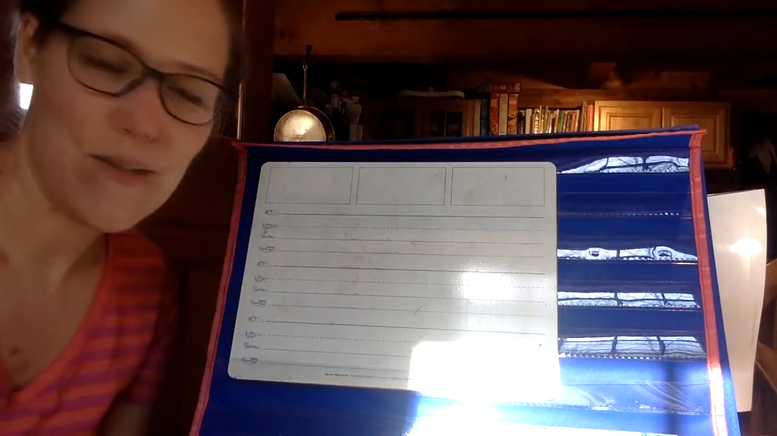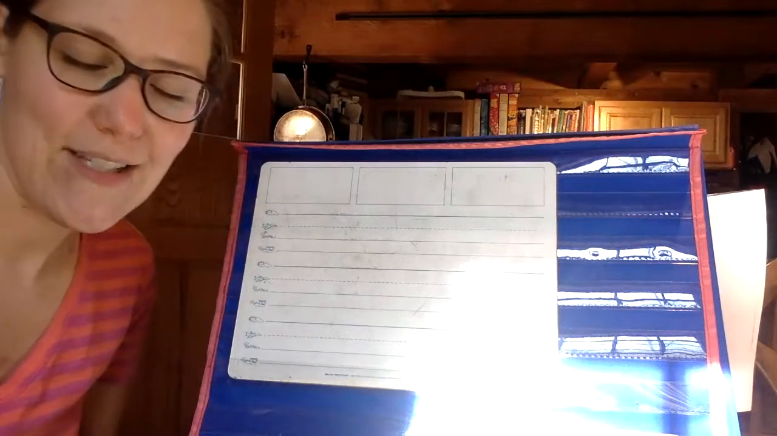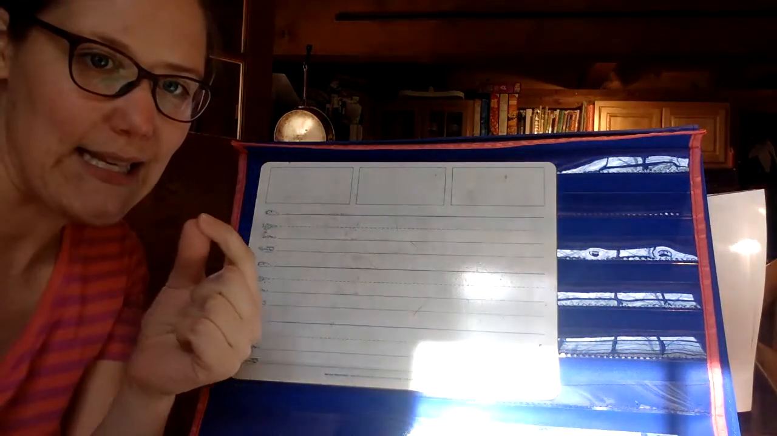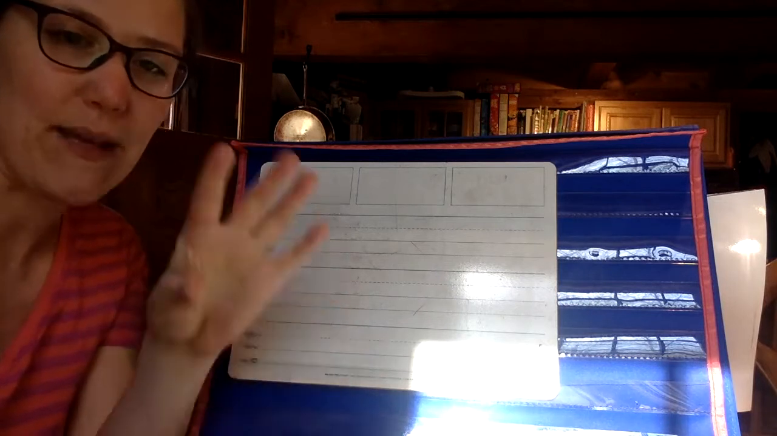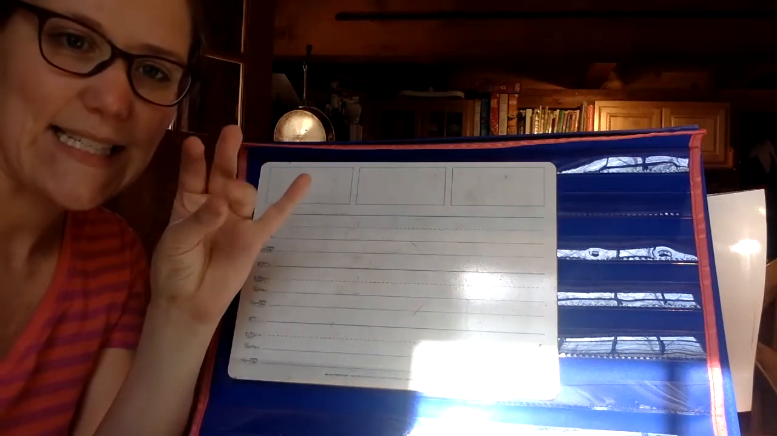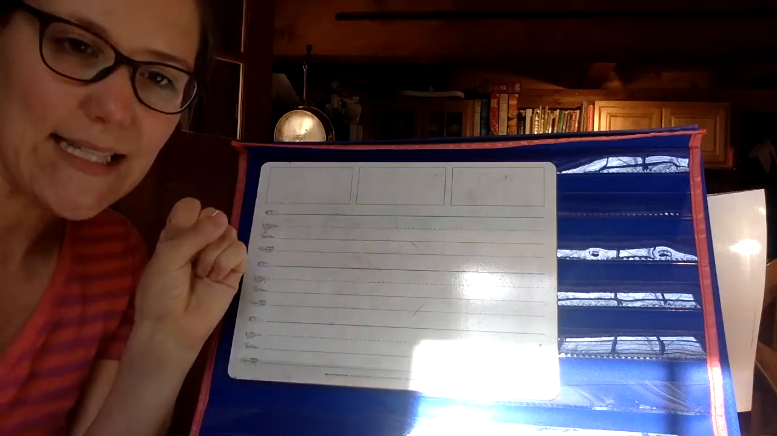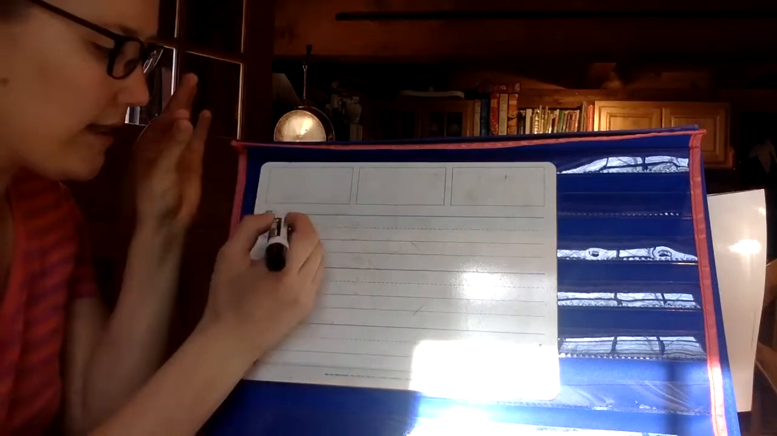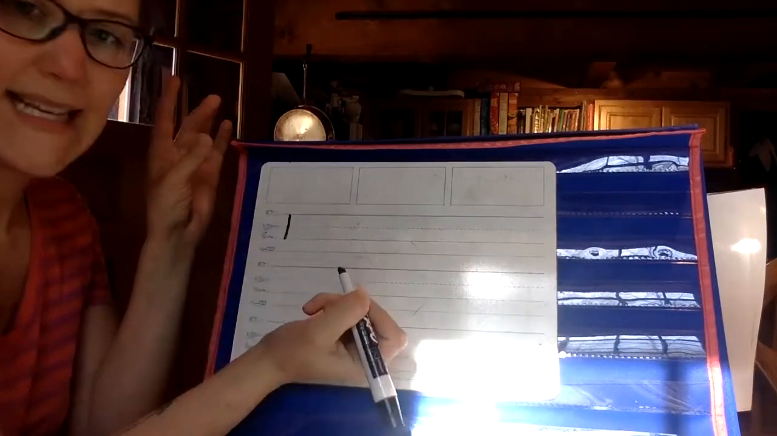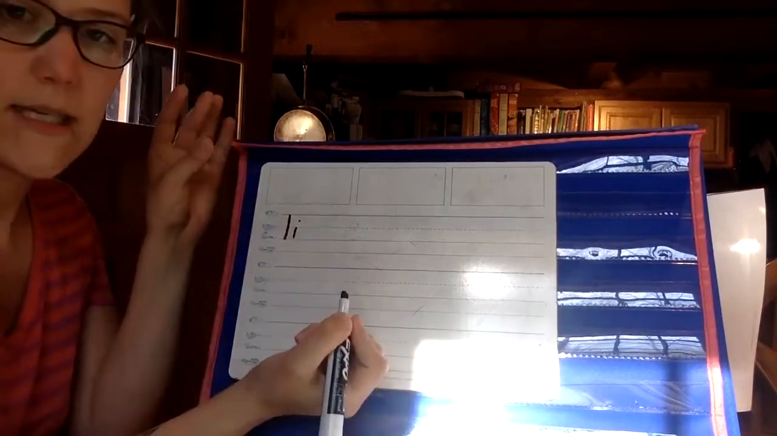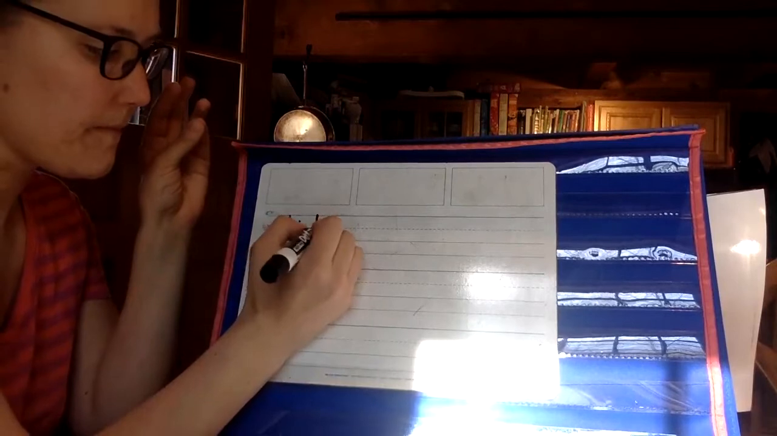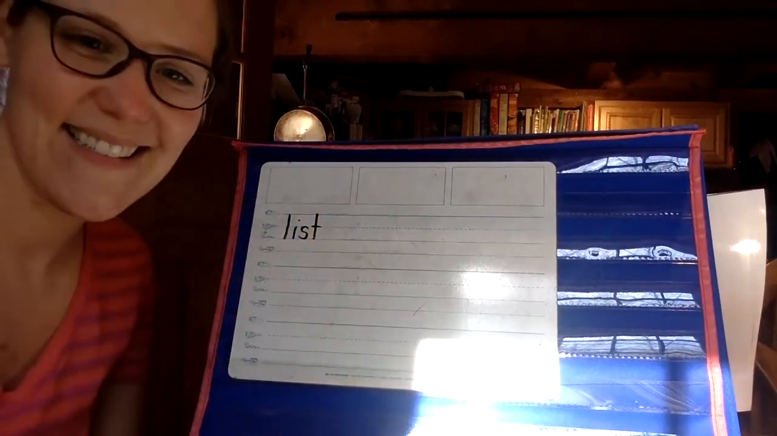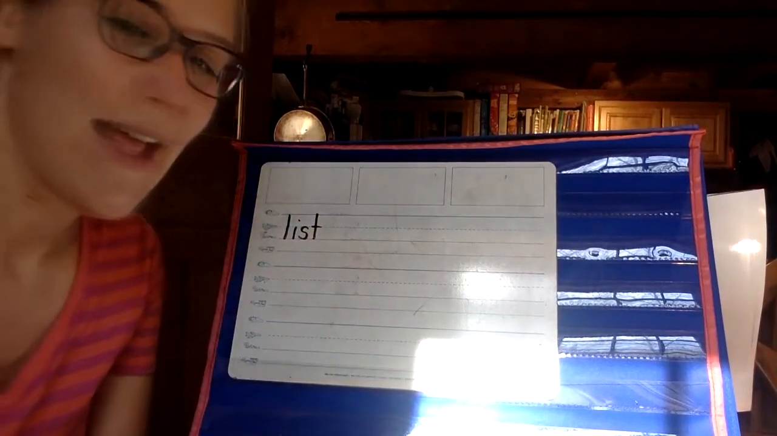List is the next word. List. Stretch it. List. Make sure you're identifying all the sounds. Now let's tap it. L-I-S-T. List. Let's write it. L-I-S-T. List. Beautiful. Next word.